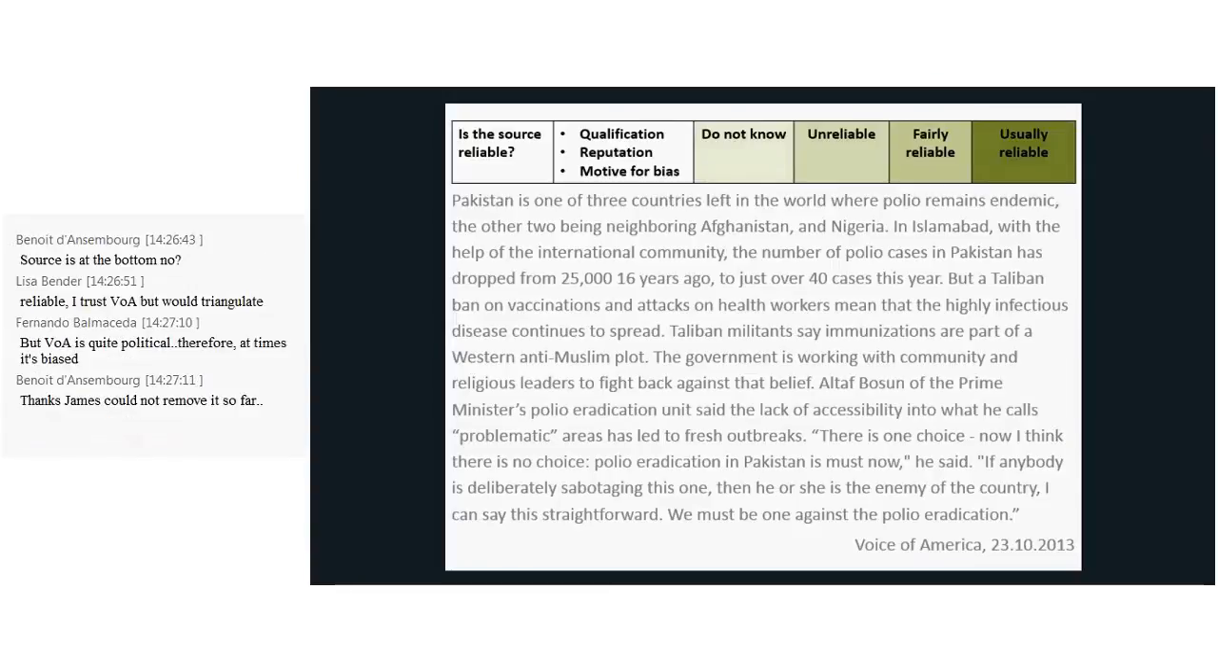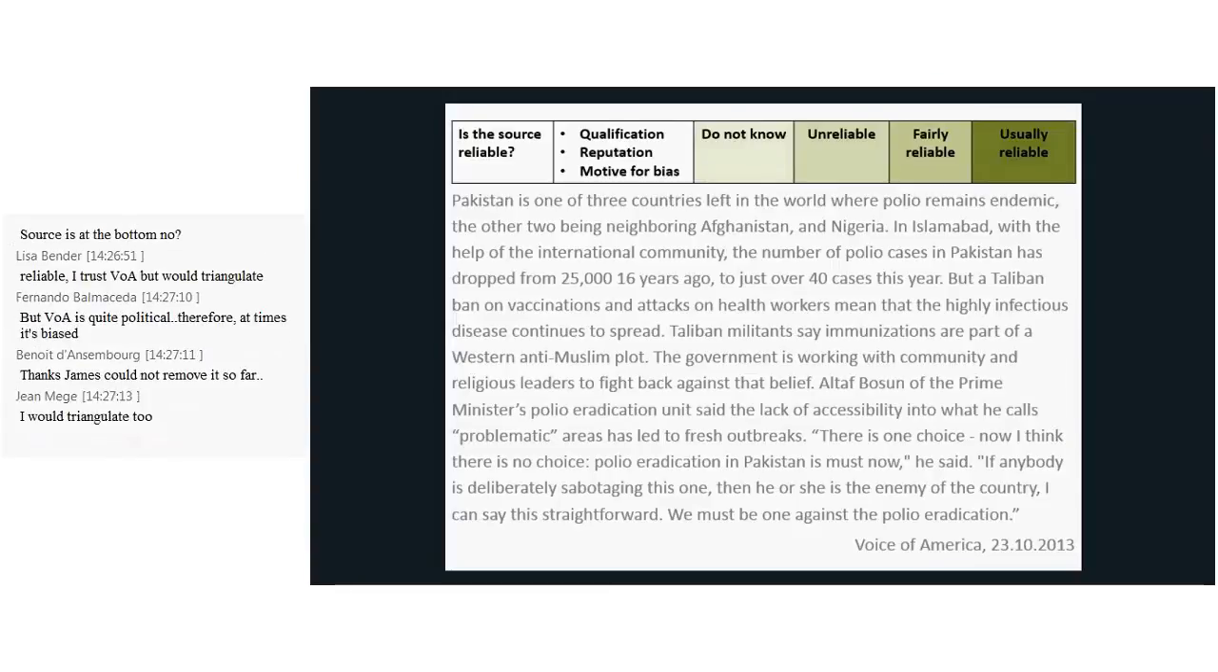Okay, let's have a few. Okay, so people are essentially saying that there is some bias there, it's a political source, but if it was triangulated with others, it might be of use.